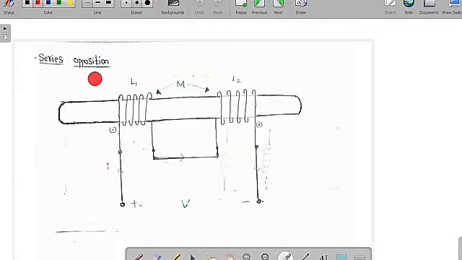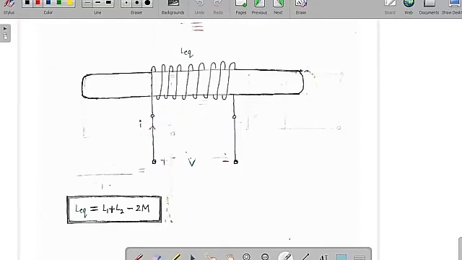Now we learn about the series opposition, where the two coils are connected in series, but in one coil the current enters the dot while in the other coil the current leaves the dot. So the flux of one coil is opposite to the flux of the other coil, and because of that we call it series opposition. Where M is the mutual inductance between coil 1 and coil 2, the overall inductance of this combination is equal to L1 plus L2 minus 2M.